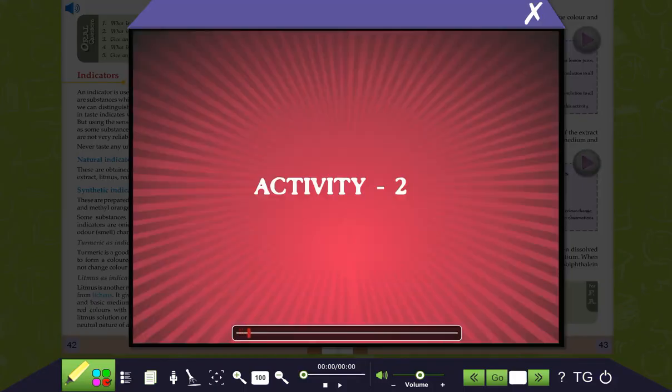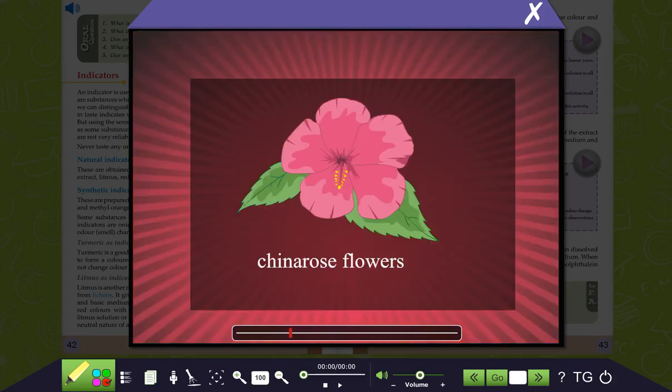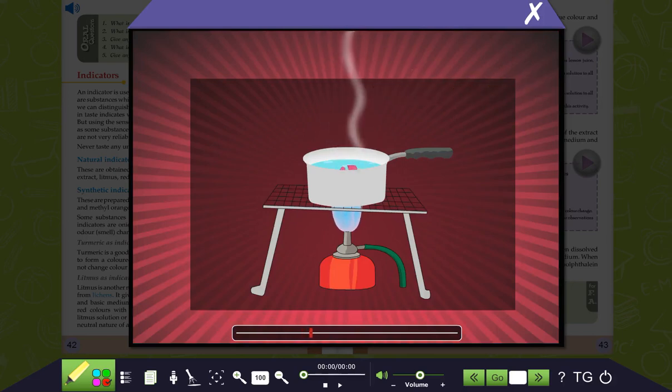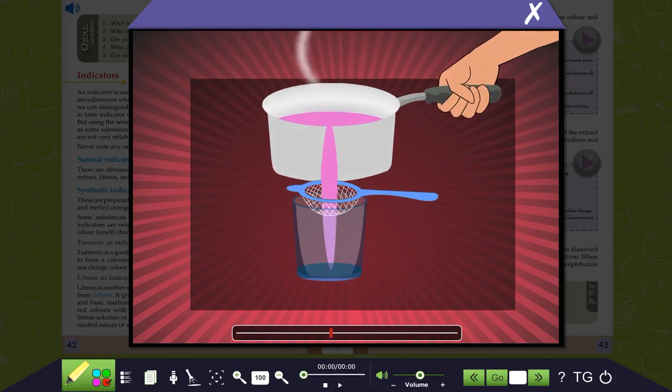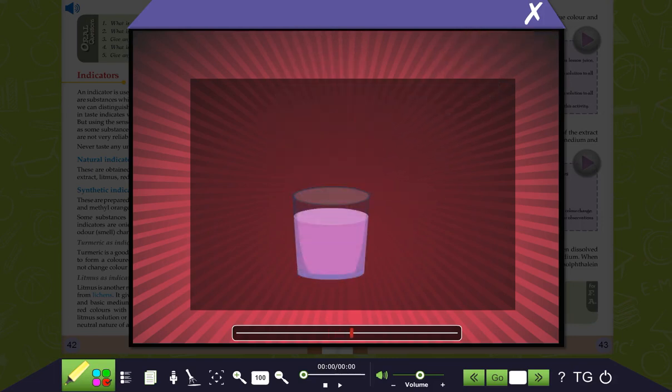Activity 2. Using China rose extract to test the nature of some substances. Arrange a few China rose flowers, remove their petals and put these in boiling water. Let them soak in hot water for 10 minutes. Filter the solution. Your China rose extract is ready. What is the color of the extract?